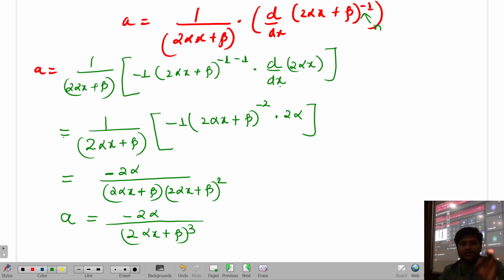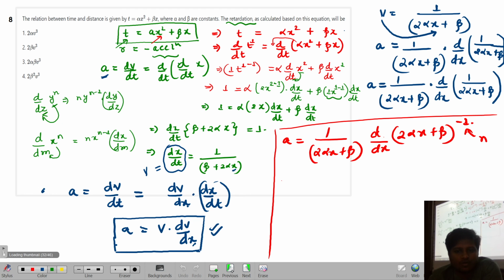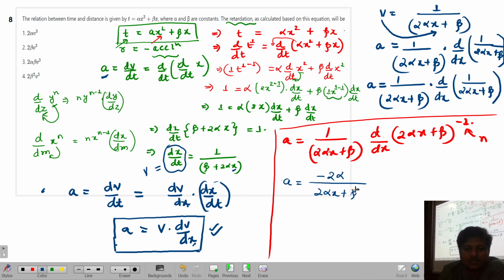Is there any kind of doubt till now with all of these steps? Tell me, is there any doubt with all of the steps? Please repeat it once again at home so that you can get the answers. Okay, so what I get is my acceleration over here. Acceleration is nothing but minus 2α divided by (2αx + β) to the power of 3. As you know, what is the velocity? 1 by (2αx + β), or not? So can I write acceleration to be equal to minus 2α into velocity to the power of 3?